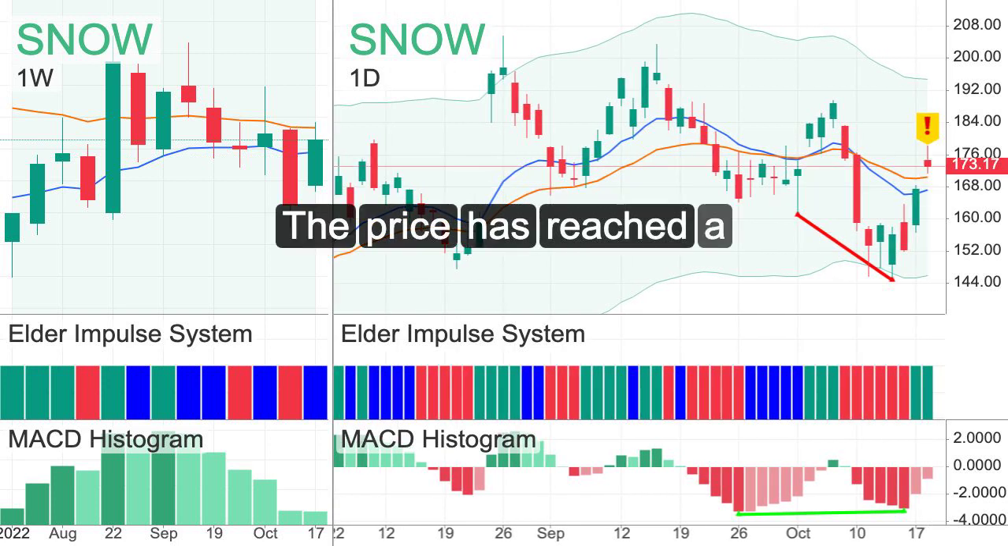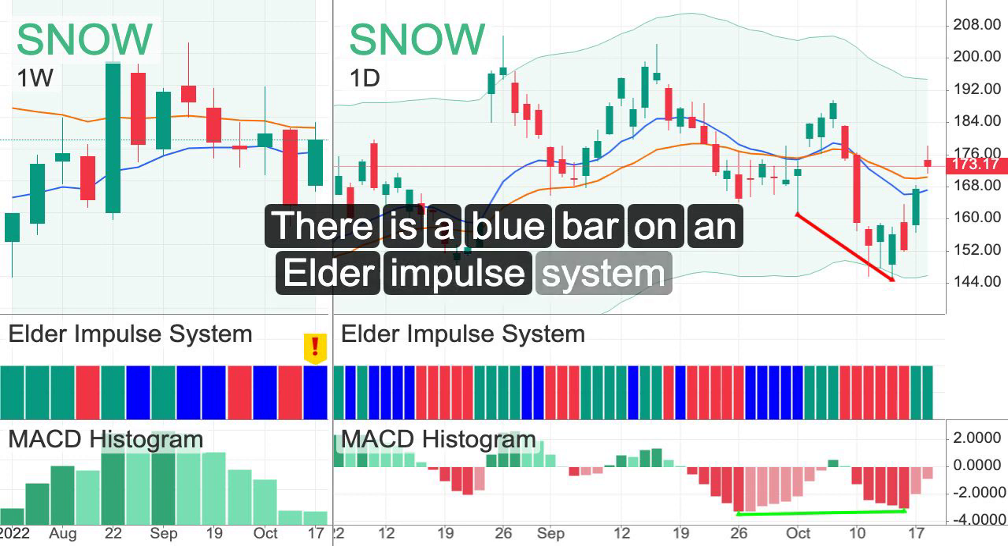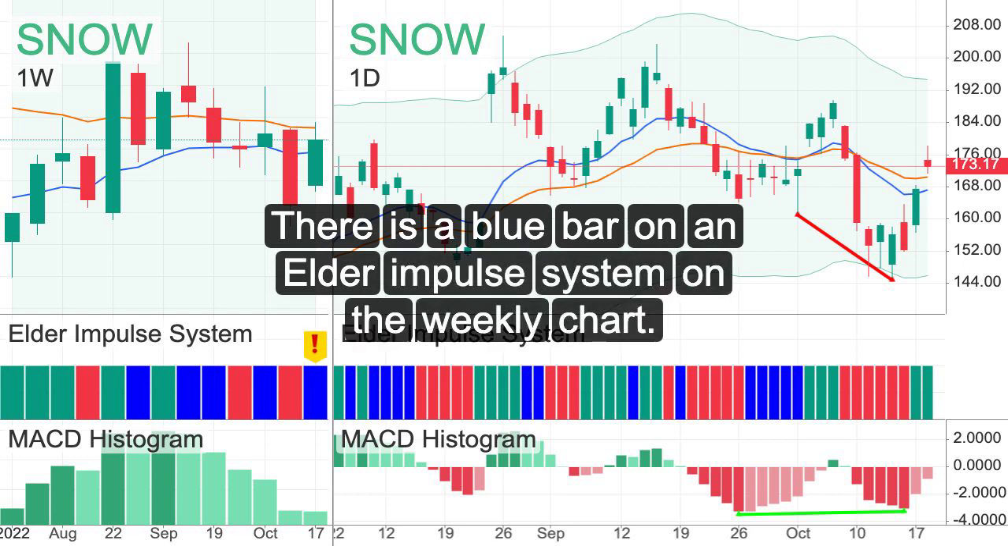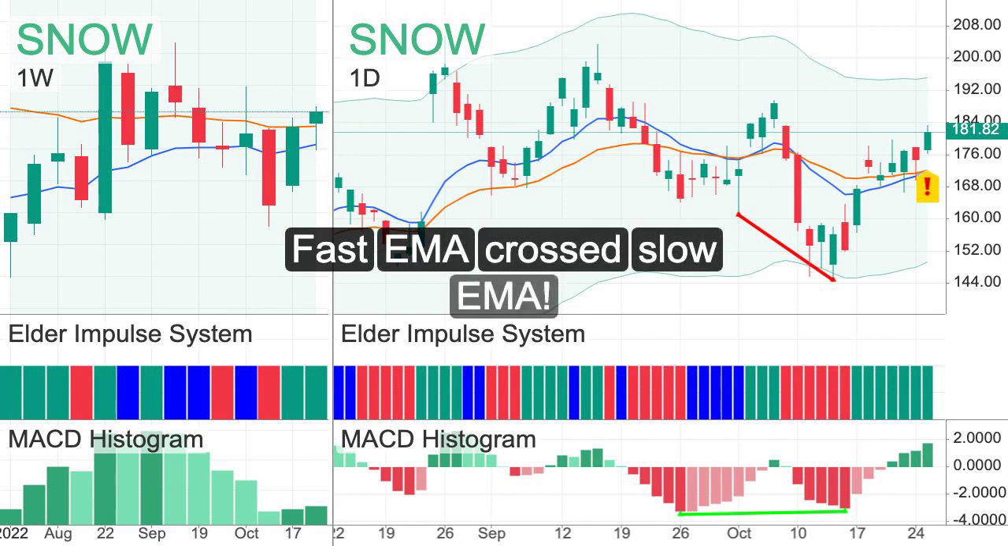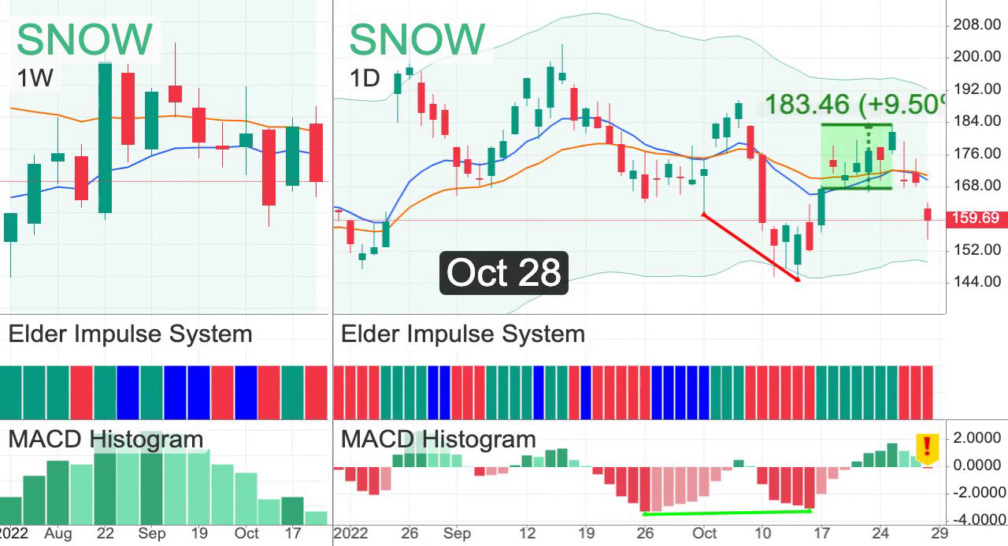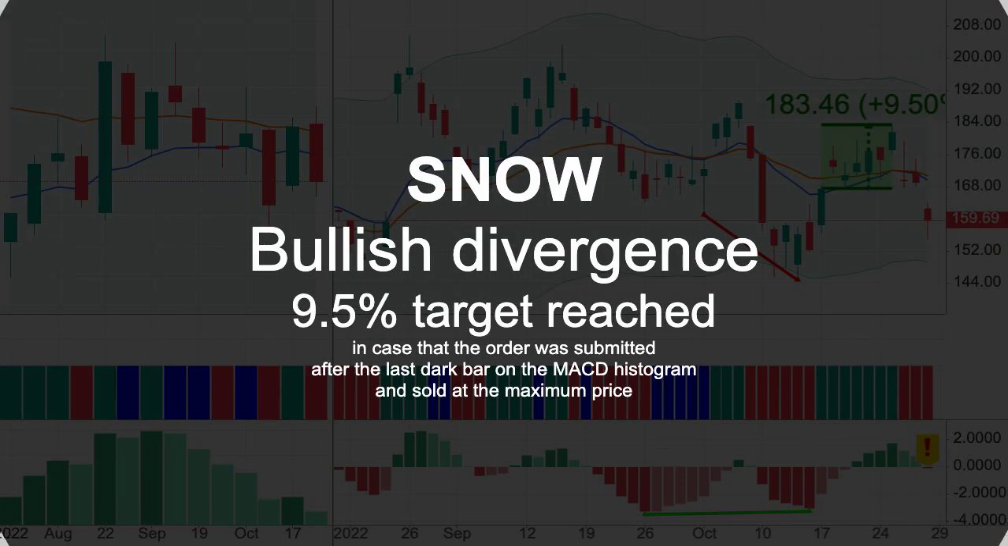The price has reached a point above the value zone. There is a blue bar on an Elder Impulse System on the weekly chart. Fast EMA crossed slow EMA. MACD histogram crossed the zero line. 9.5% target reached.